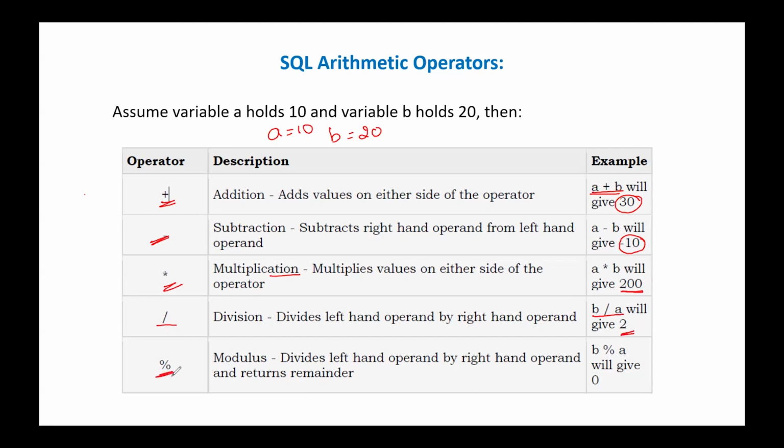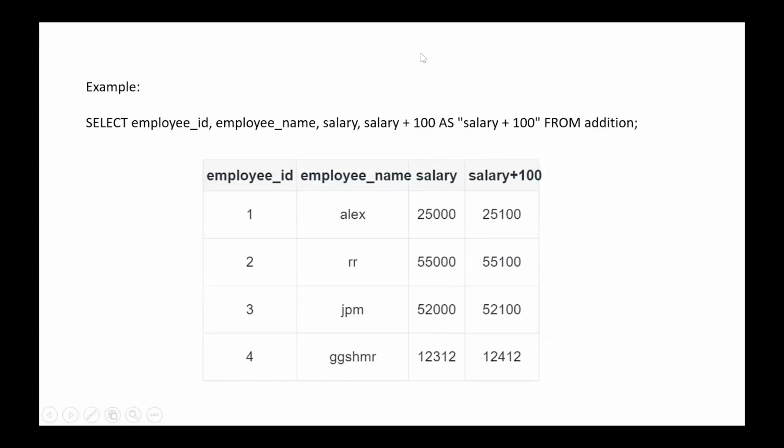And this percentage is nothing but the modulus operation. It gives us a remainder. It divides the left hand operand by the right hand operand and returns the remainder. In this case, B percentage A is 20 percentage 10. 10 divides 20 two times completely. There is no remainder, which is why we get the output 0. So this is how we can use them. I hope this is clear. This is regularly how we use the arithmetic operator even in other places.